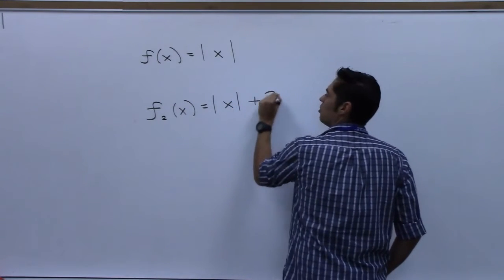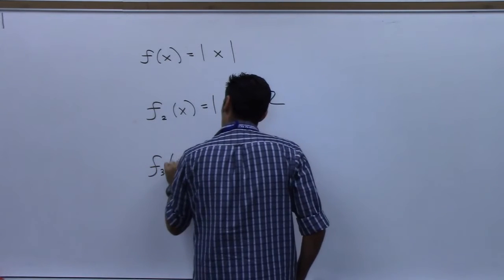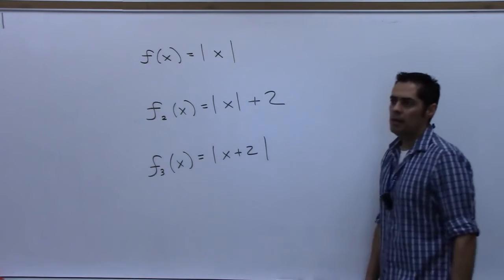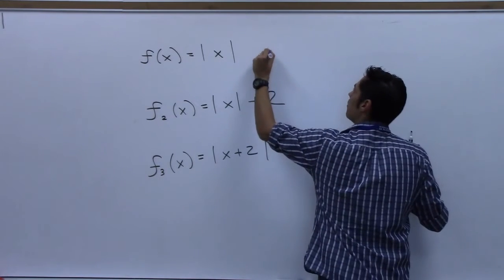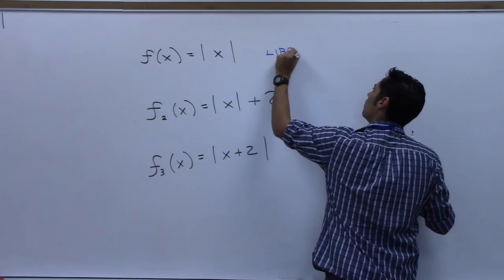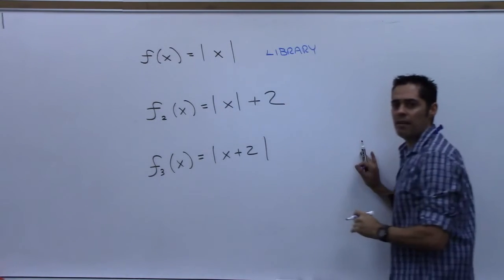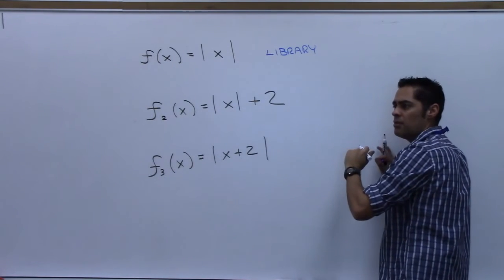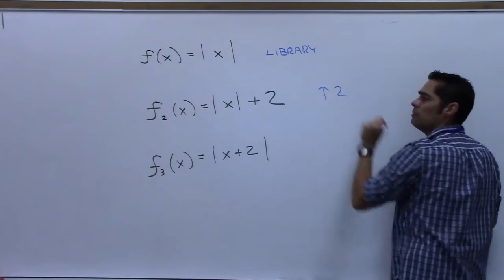Plus 2. And then f3 down here is going to be this. Okay? So the first function up here comes from our library, or the toolbox, right? We know what that one looks like. This one, the 2 is being added outside the absolute value. So this should move that picture that we know up 2, shouldn't it?